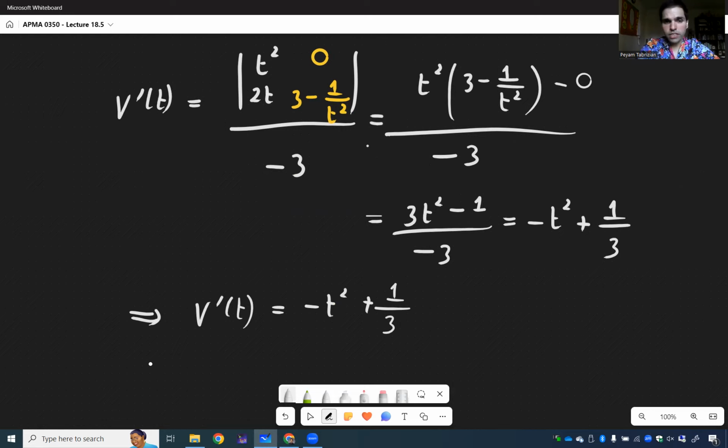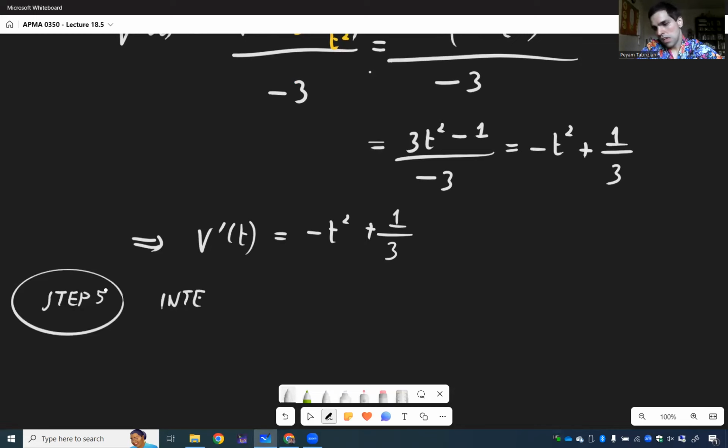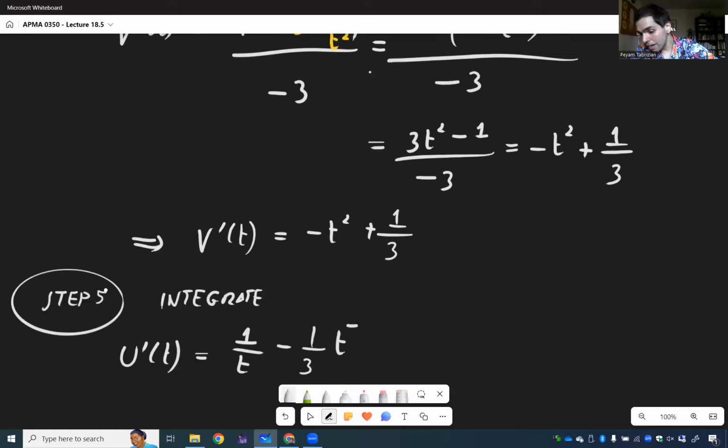And the next step is to integrate. That's not what I wanted. So step 5. So u prime of t, remember, was 1 over t minus 1/3 t to the minus 3. So u of t is the integral of that, integral of 1 over t minus 1/3 t to the minus 3 dt.